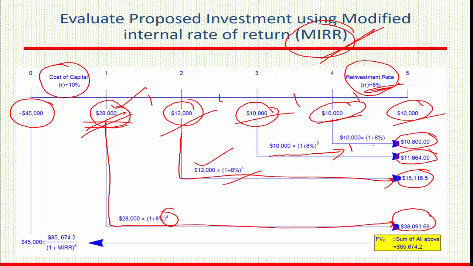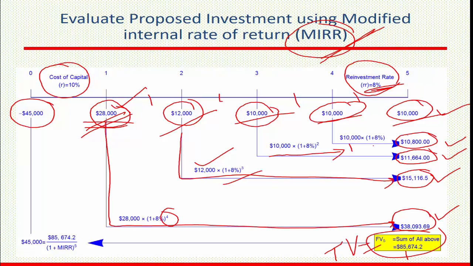So now you calculated the terminal value of each future cash flow, right? So if you add all of these future values of your future cash flows, then the total is going to be 85,674.2. So this is called the terminal value.